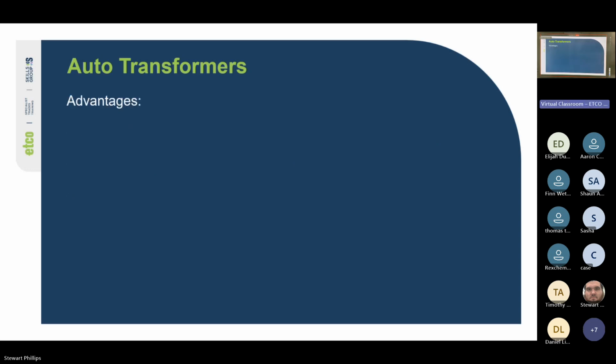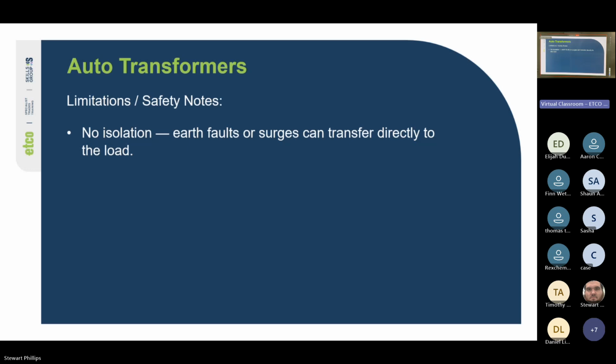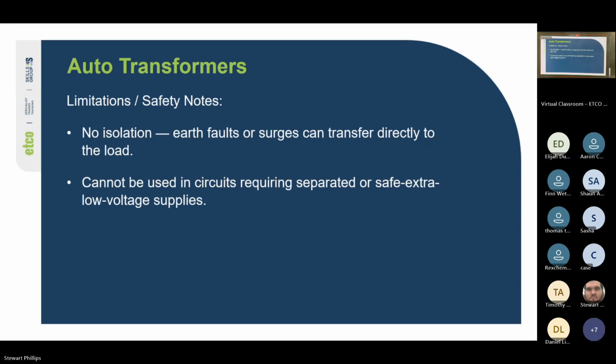Cool. So the advantages of using an auto transformer. Obviously they're smaller, lighter, cheaper and more efficient. That's probably about the only advantage: they're small, light, and cheap, and we get better efficiency out of them. The limitations or safety notes: we have no isolation, so earth faults or surges can transfer directly to the load. So it cannot be used in circuits requiring separated or safe extra low voltage supplies. So again, separated, not safe.